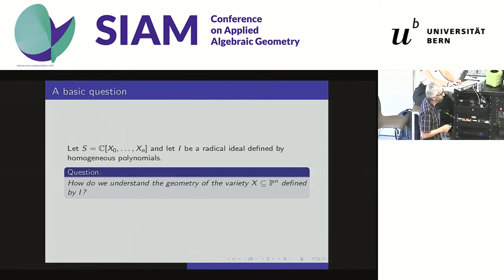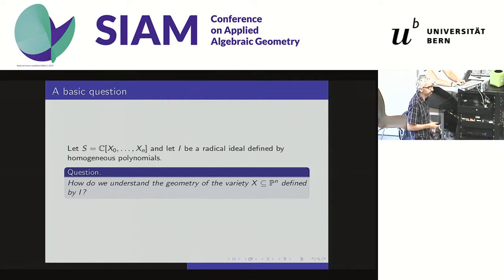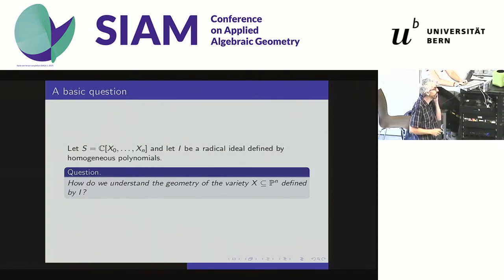Now, how do we construct the list? Well, this is the point of algebraic geometry. We have been classifying varieties for hundreds of years. And now let's think only about the problem of where do we put this system of equations.